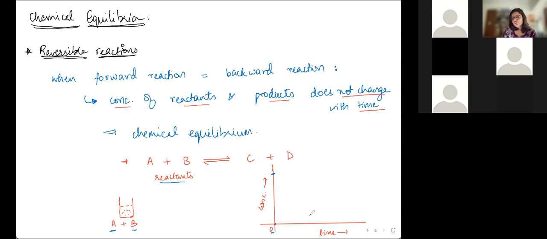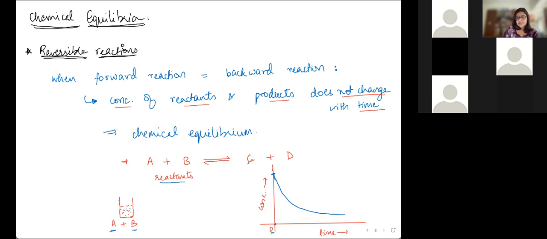As time goes by, you take A plus B and mix them. What will happen to the concentration of the reactants? Is it going to remain the same? Is it going to increase? Is it going to decrease? It will decrease, because they react and change into C and D. So eventually it's going to decrease. It's going to look something like this, okay? It's not a straight line; the decrease has a curve to it.